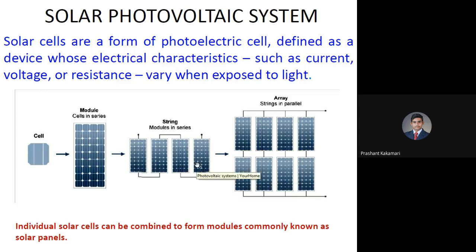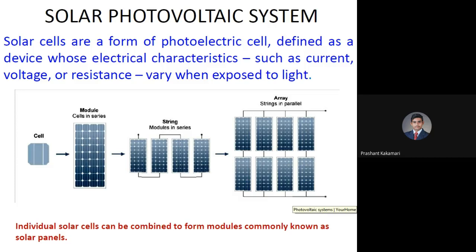Side by side we can connect them to make parallel or series. Once you make this type of arrangement, we call it a string or array of solar panels, to generate the required maximum current and voltage for the applications.